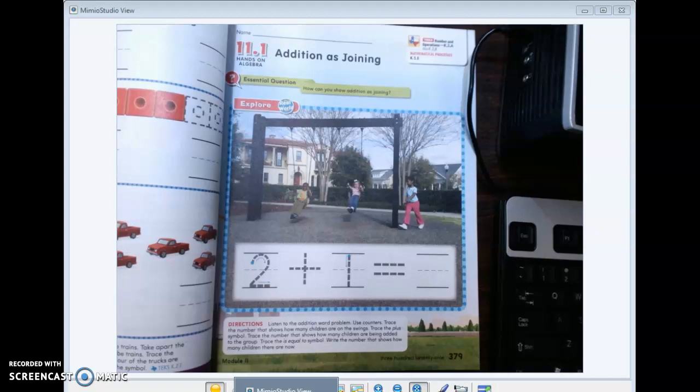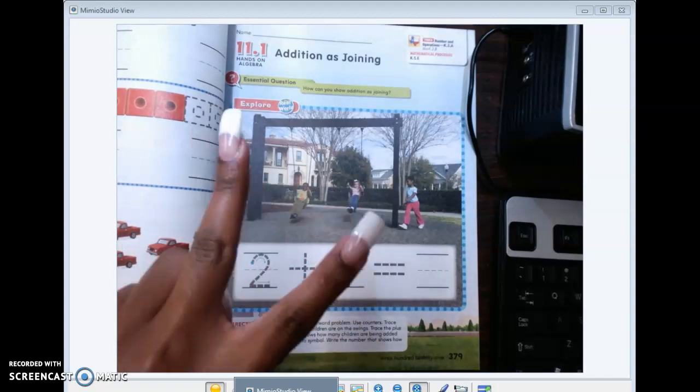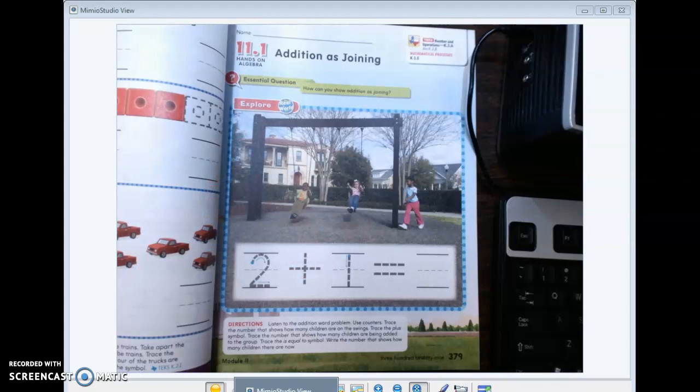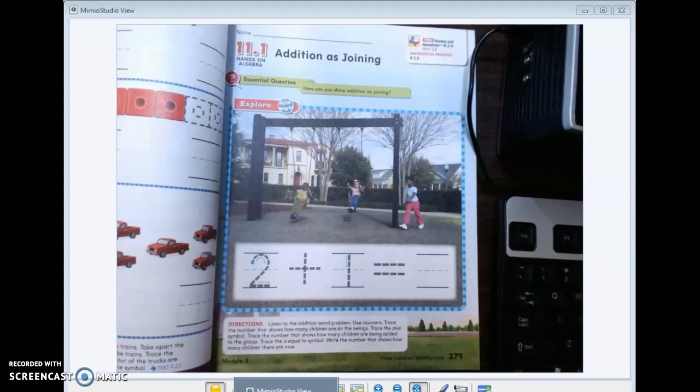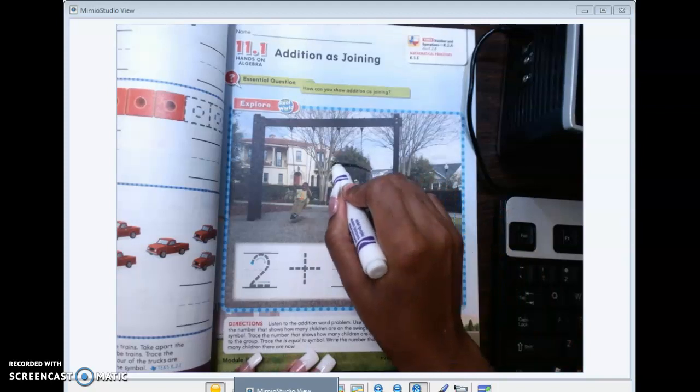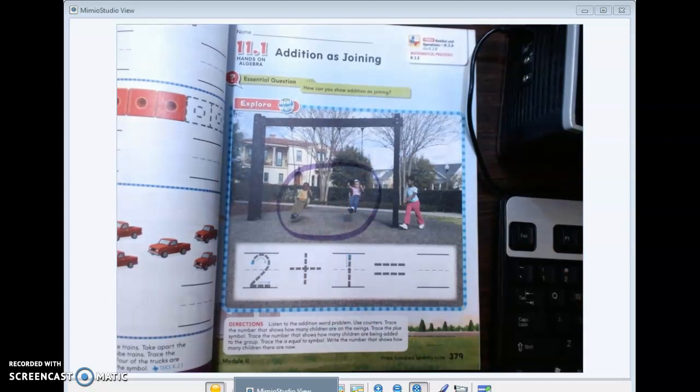Now remember, Ms. Blank said that there will be 2 groups. I'm going to show you a strategy that you can use to help you remember your 2 groups. So listen carefully. There were 2 children playing on the swings. If you look at this picture, you can see 2 children playing on the swings. So I am going to circle my first group.